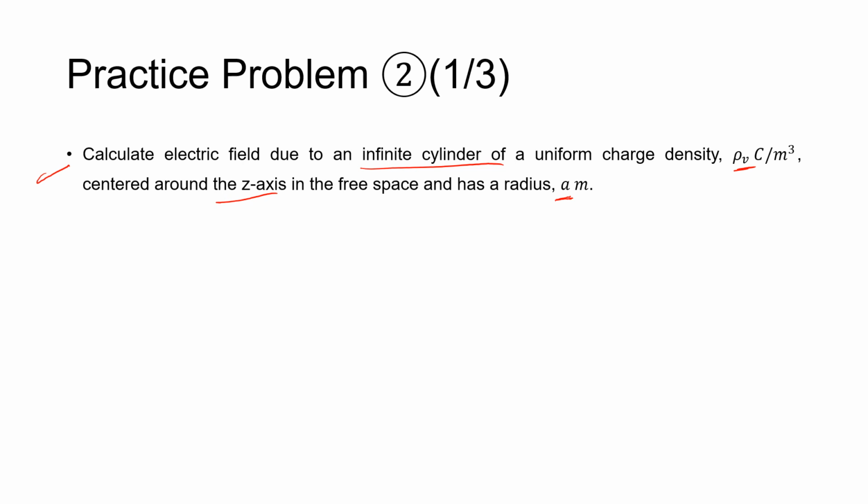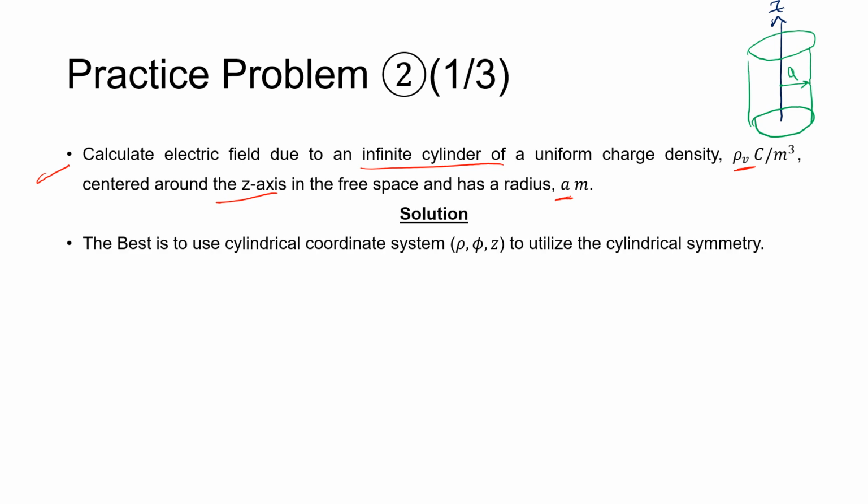We can draw this one. We have here the z axis, and we have our cylinder lying infinitely, centered around this z axis with radius a, and we want to again calculate the electric field in this example. So the solution is again, since this is symmetric around the axis, we use the cylindrical coordinate system.